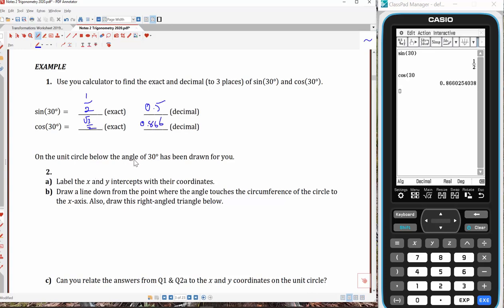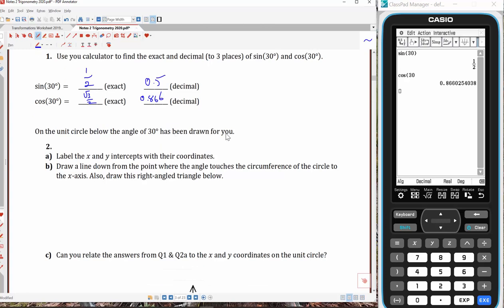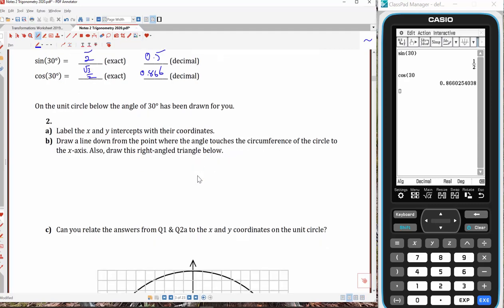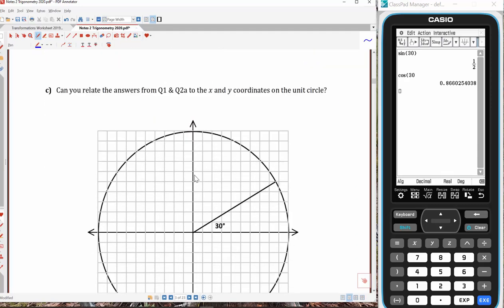On the unit circle below, the angle of 30 has been drawn for you. Label in the x and y intercepts with their coordinates. Draw a line from the point where the angle touches the circumference of the circle to the x-axis. Also draw this right angle triangle below. Okay, so let's do it.